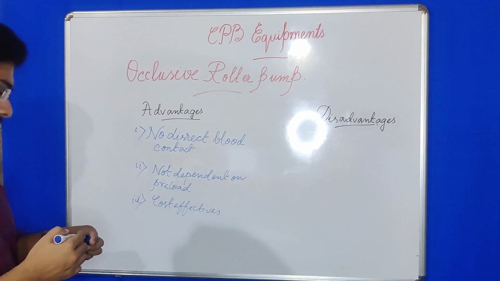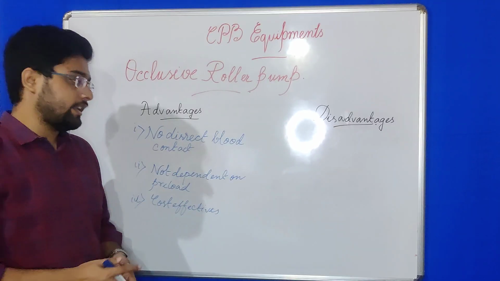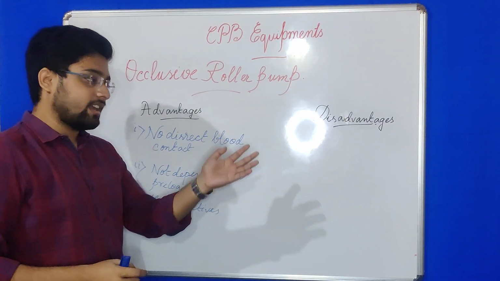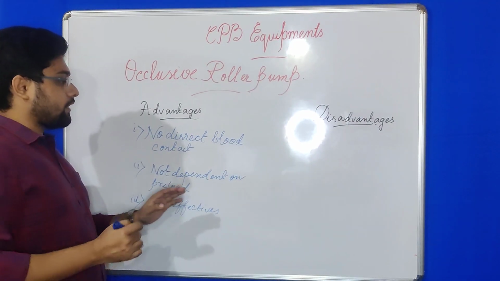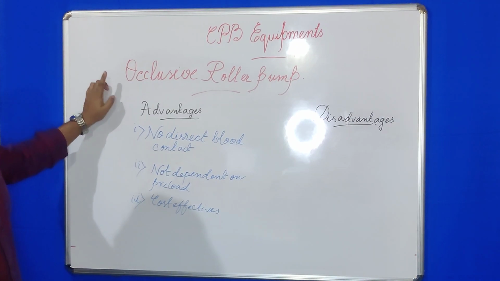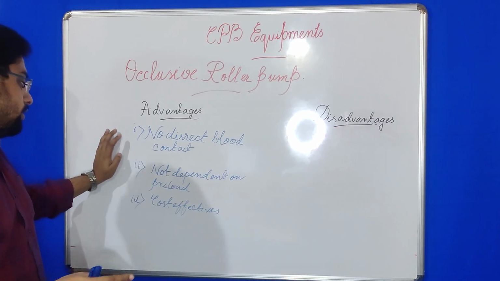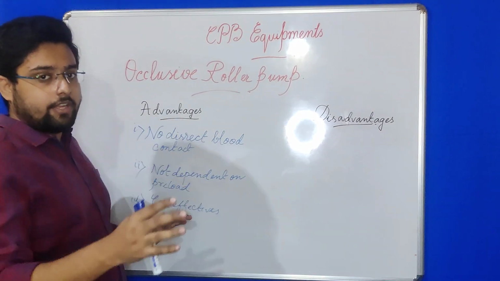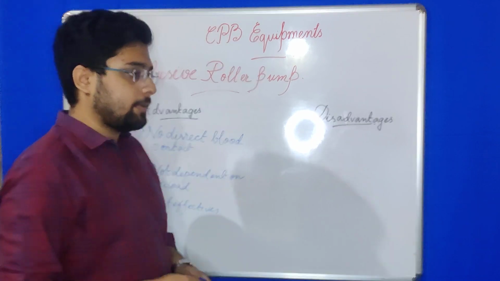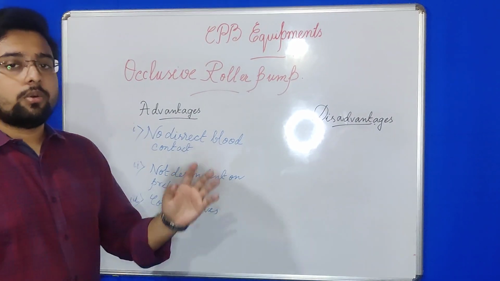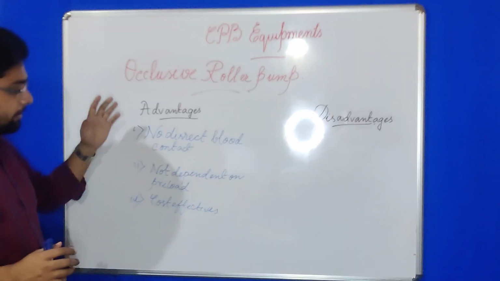Now, how is it cost effective? You might say, how can a roller pump be cost effective, because it comes in a huge heart-lung machine, and this costs lakhs of rupees. It is cost effective because it can be reused for the long term. We don't need a new roller pump for every case. On the other hand, when we go through the centrifugal pump, we will see that for every case we will need a new pump. In that way we can say that the roller pump is cost effective.